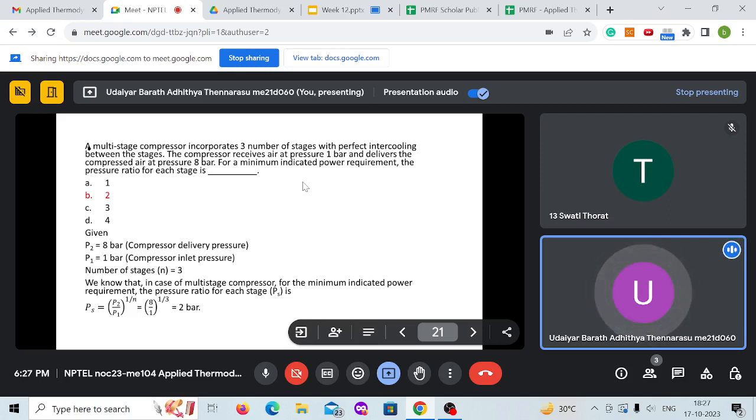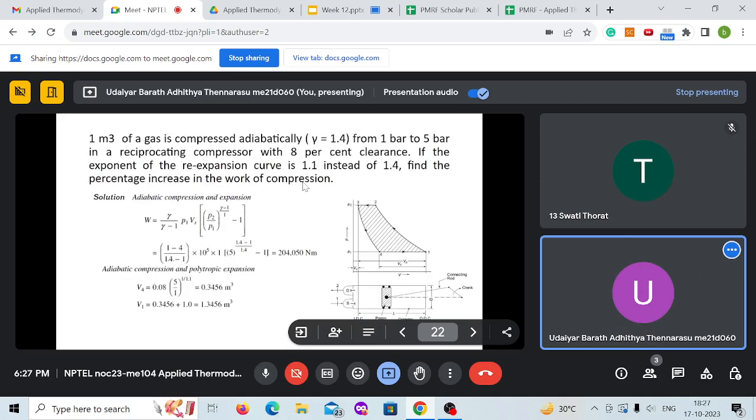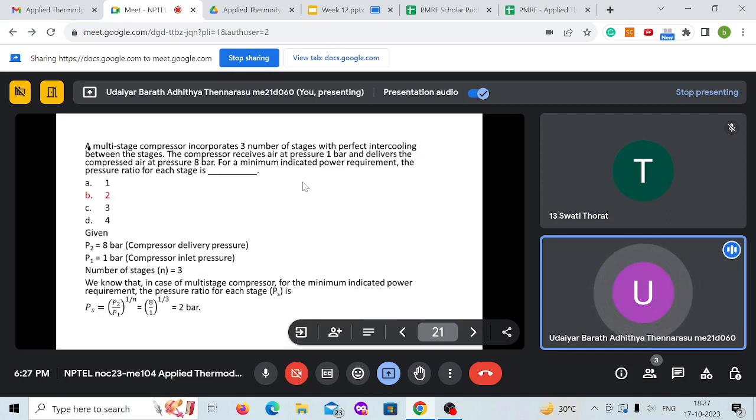Here we are given 3 stages, so we will substitute n equals 3: 8 raised to power 1 by 3, which is 2. So the answer is B. I hope till now there is no doubt and we are clear with this.